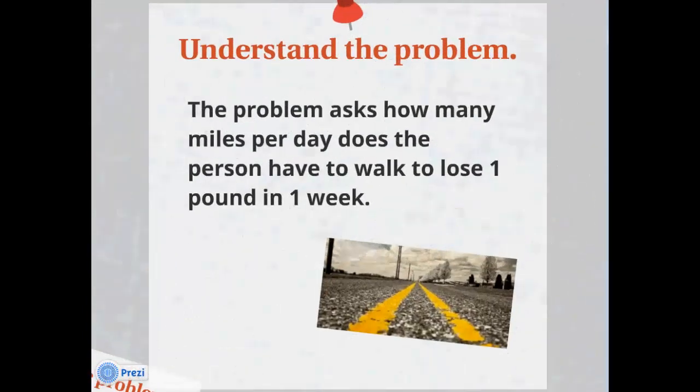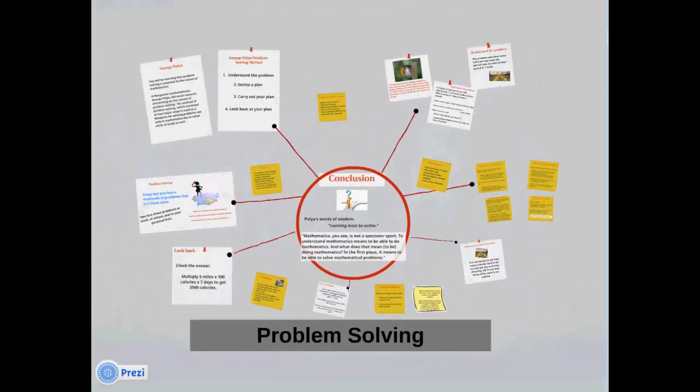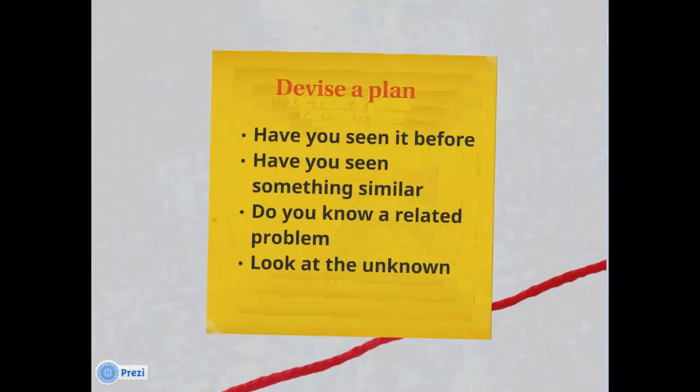So now what we want to do is write down what is being asked. What do they want us to find? This problem is asking us, how many miles per day does the person have to walk to lose 1 pound in 1 week? So now that we have that first step understood, we're going to move on to the second step, which is to devise a plan.